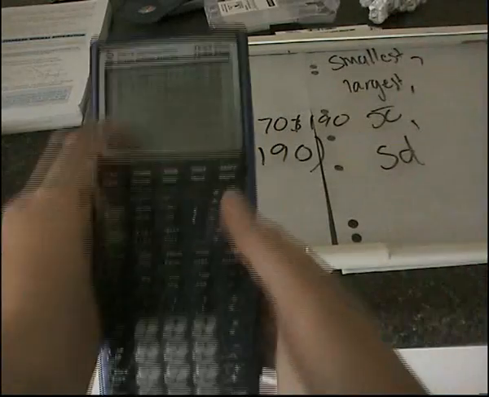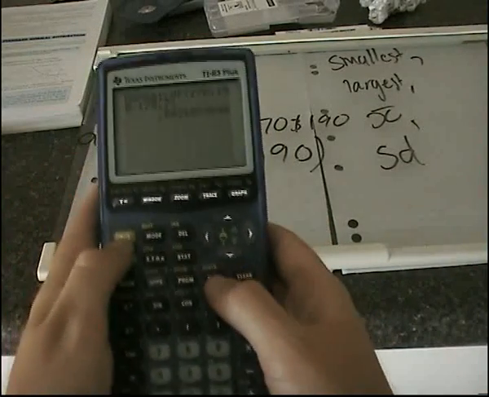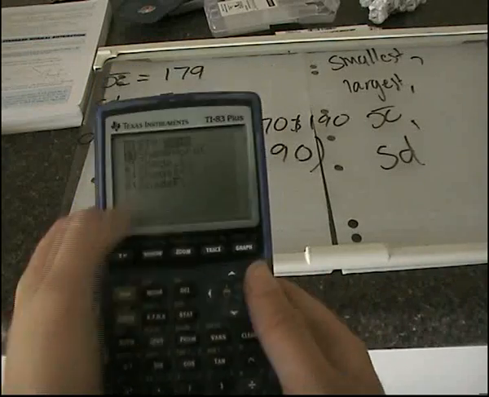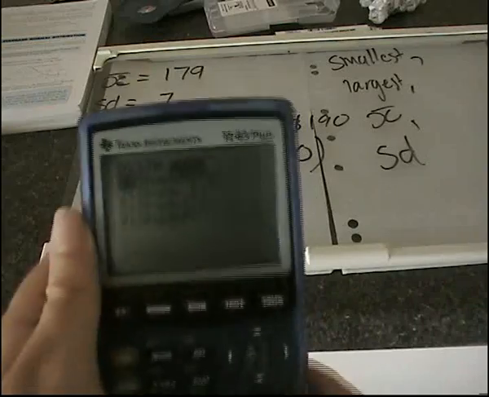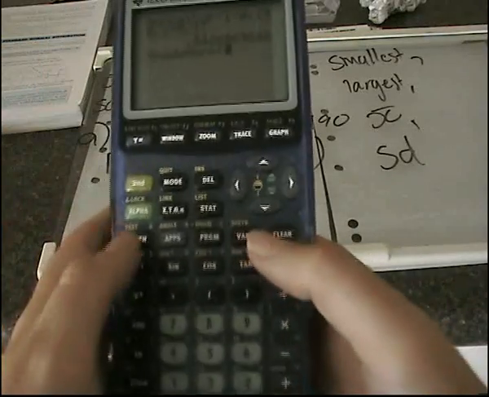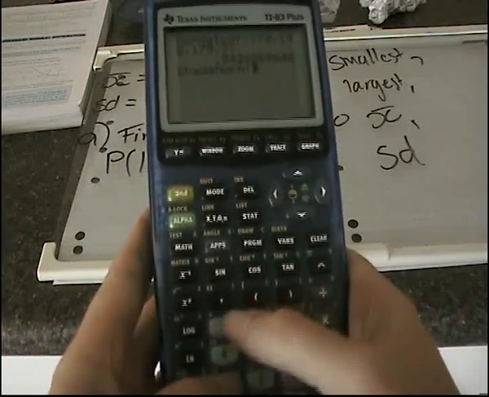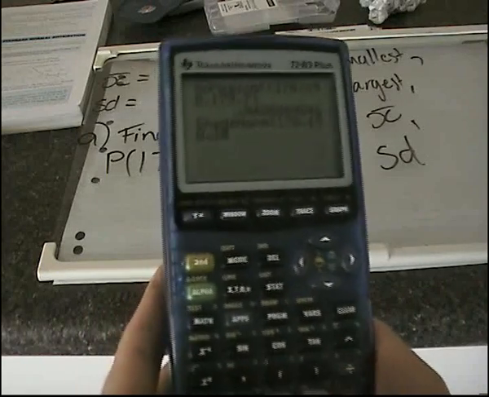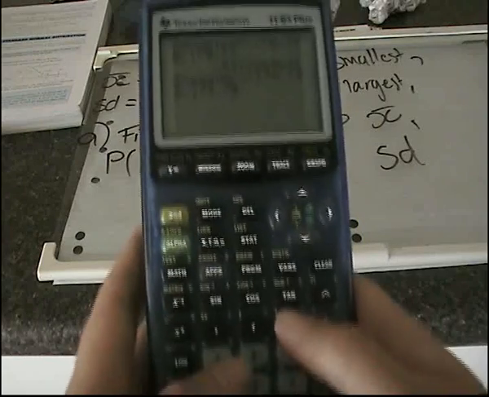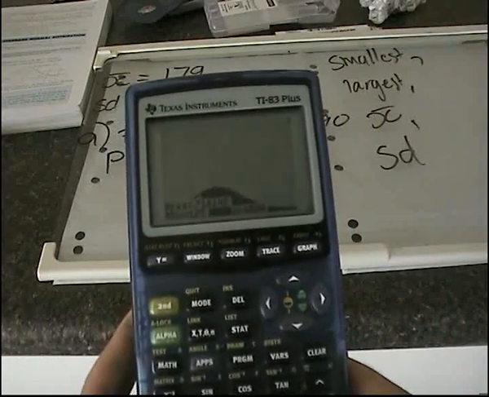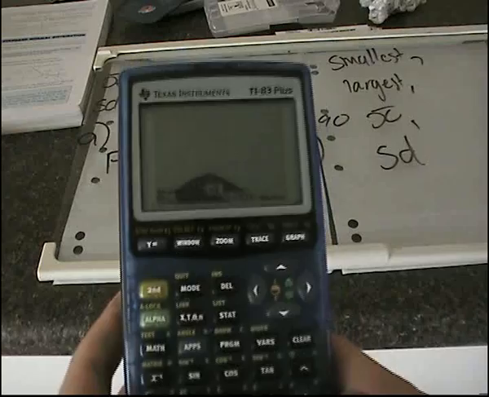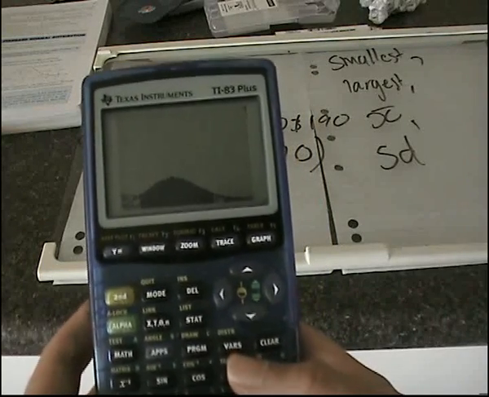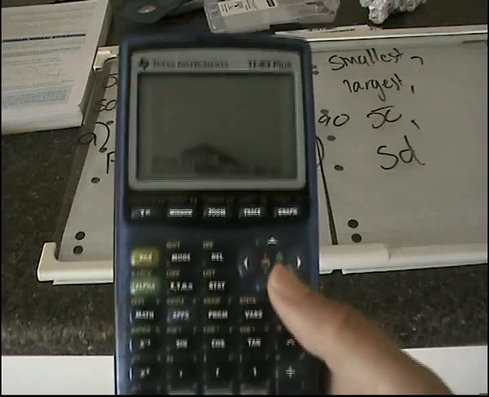Now if we want to graph that, we need to go to second vars, go across, and go to shade norm. Okay, so shade norm, we type in the exact same numbers. So 170, comma, 190, comma, 179, comma, 7, comma. Enter. And it will draw it for us.